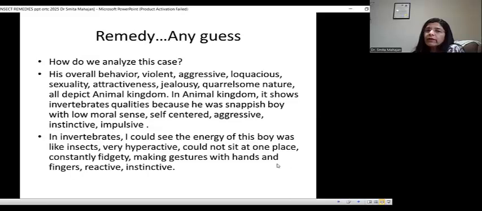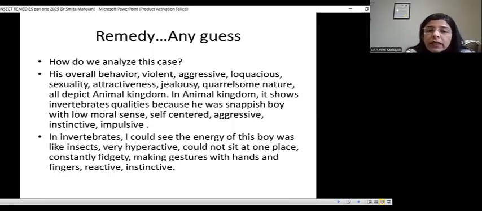So his overall behavior was violent and aggressive, loquacious, sexuality, attractiveness, jealousy, quarrelsome nature, right? All this showed animal kingdom. We all came to animal kingdom. We all know that we are talking about insects today. But when we don't know if it is an insect, we discussed the invertebrate qualities, right? So he was snappish, he had low moral sense, he was self-centered, aggressive, instinctive, impulsive, right? So that we come to invertebrates.